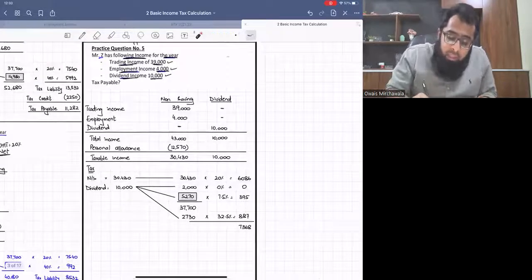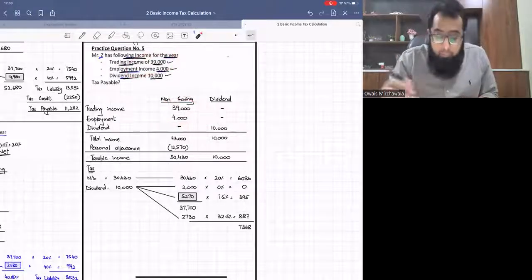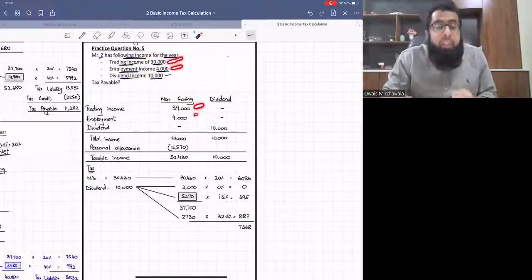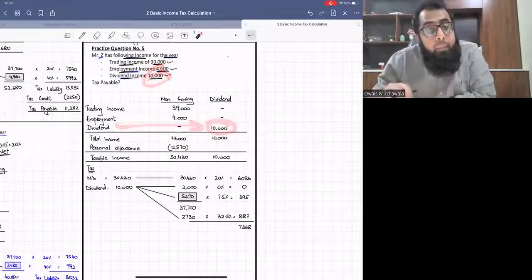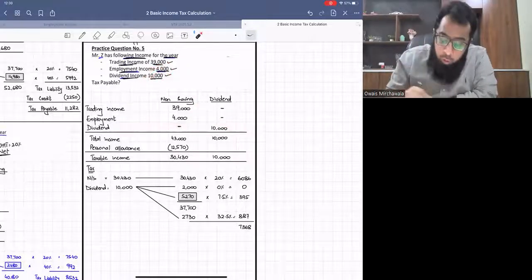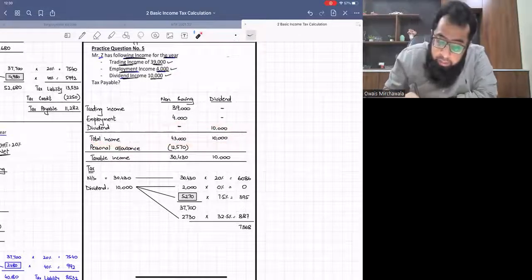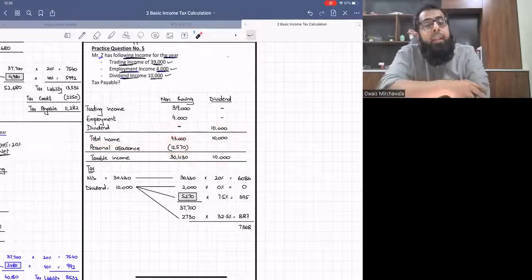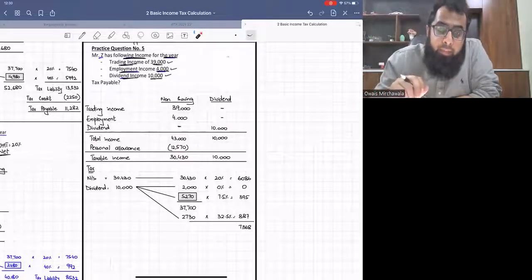The first thing which we have to do is put the incomes in the right heads. Non-saving income 39 and 4,... Dividend income goes in head of dividend. We add up all of the incomes to arrive at total income. Then we deduct the personal allowance to arrive at taxable income. Now we have to apply the tax.